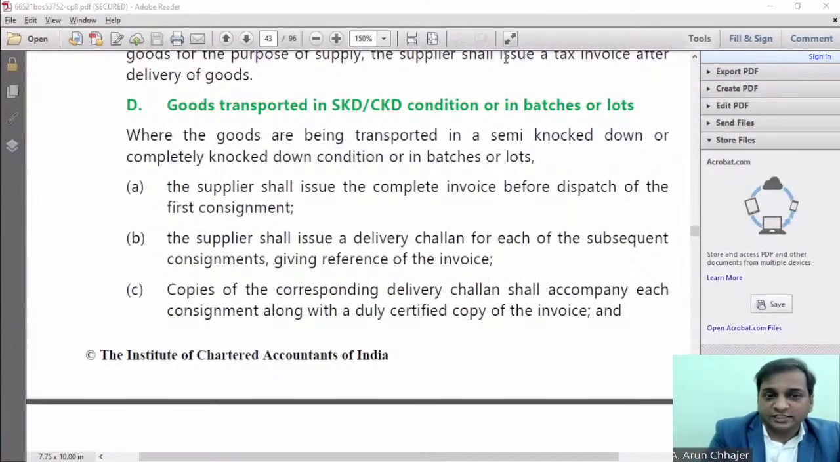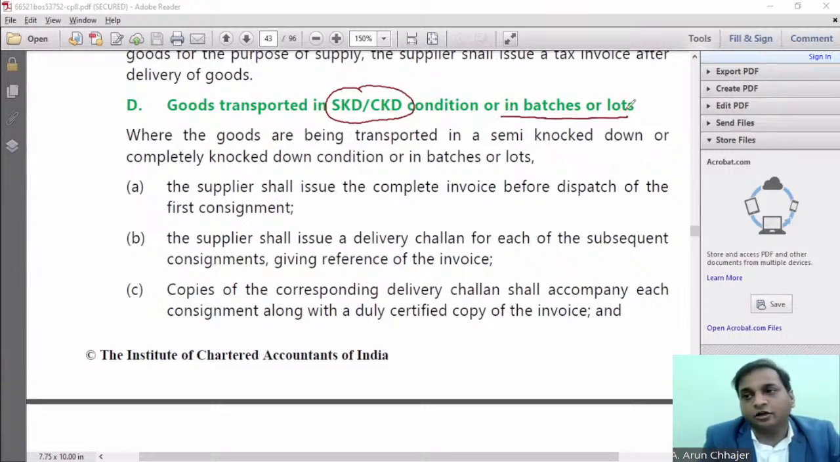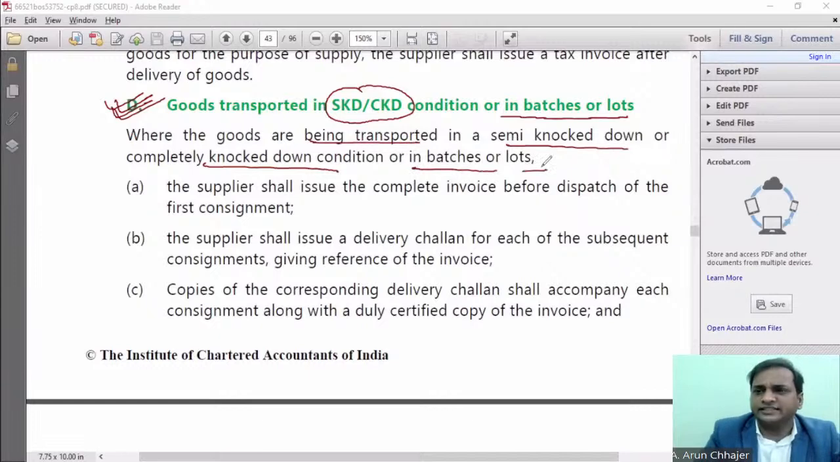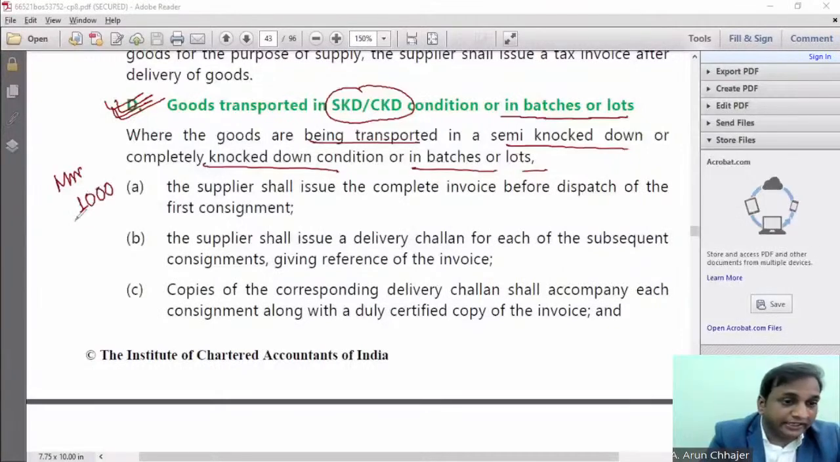If the goods are transported in CKD or SKD condition, or in batches or lots, again, you may expect one question from this clause also. This clause says that if the goods are being transported in semi knockdown condition, complete knockdown, or in a batch or lot. For example, Mr. A has purchased a certain quantity, 1000 quantity of a particular goods, and the supplier has issued one tax invoice.